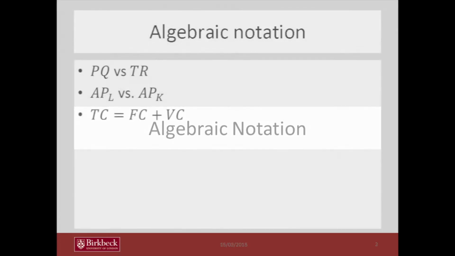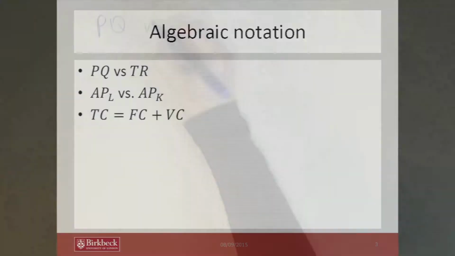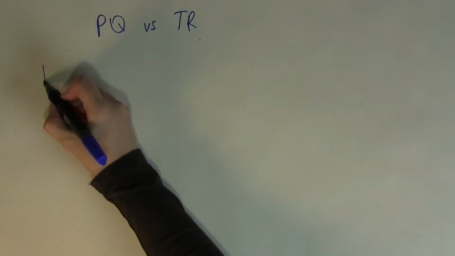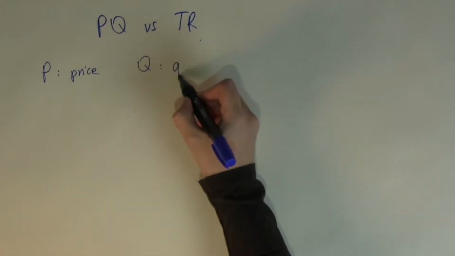So on the screen here you can see some notes. I've written PQ versus TR. Now in every subject area, and so in microeconomics and mathematics, certain letters might have some specific meanings. In this case, in microeconomics or in economics in general, capital P usually stands for price. Q, capital Q, usually stands for quantity.